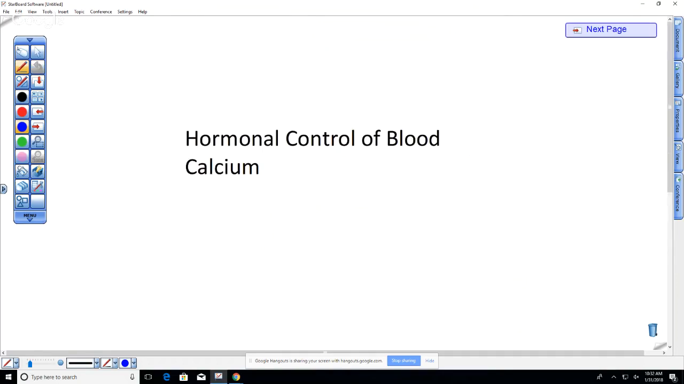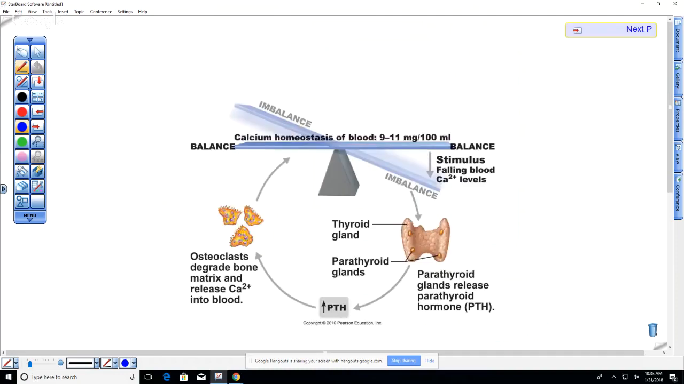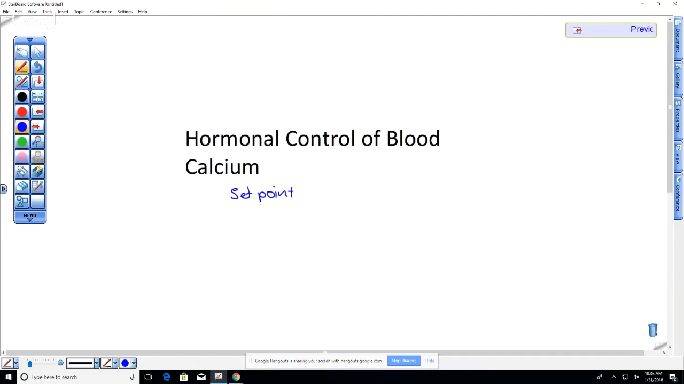So one of the things about our skeletal system is that we can store calcium inside of our bones. And calcium is actually a really important mineral that is necessary for nervous system and also muscle function. And so when we look at the hormonal control of blood calcium, we have a set point. I think it's 9 to 11 milligrams per 100 milliliters of blood.